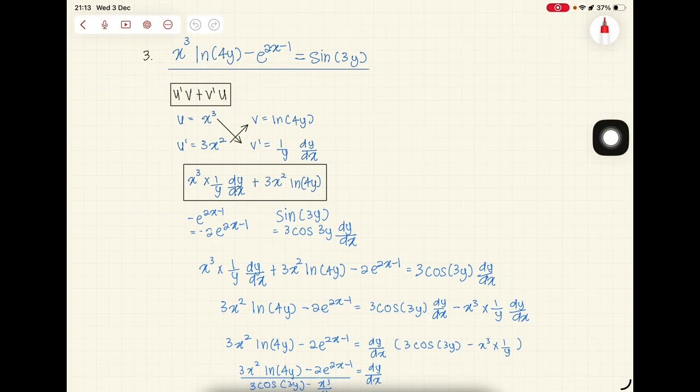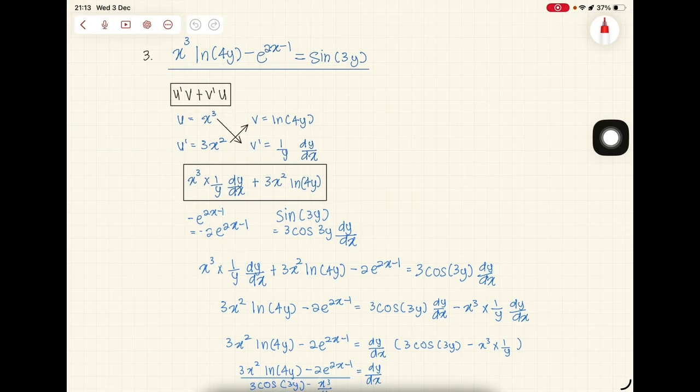I'm Nasir. Today I will explain how to solve question 3 using implicit differentiation. First, we are given an equation that has both x and y mixed together. Because of that, we cannot differentiate normally, so we use implicit differentiation. The first step is to differentiate both sides of the equation with respect to x.